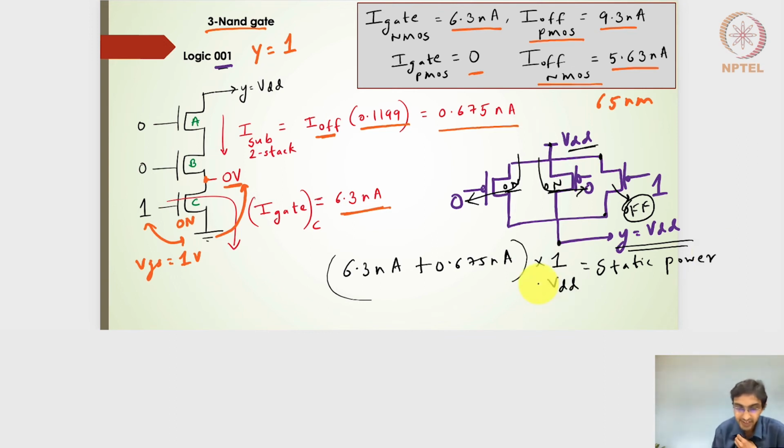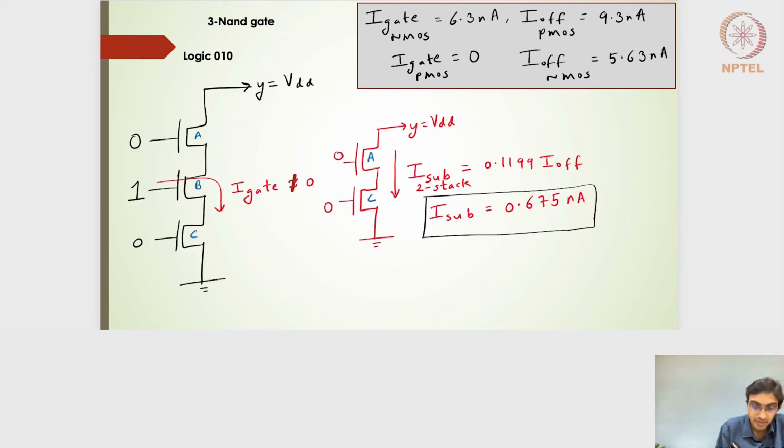Right, because the one VDD value is there between the rail voltages of VDD and the ground. So it is likely to have a current consumption of 6.3 plus 0.675, which turns out to be 6.975 nanoamperes. And if I want to estimate the power, it has to be multiplied by the rail voltage, which is configured to the VDD value of 1 volt. Right, hope this is clear.